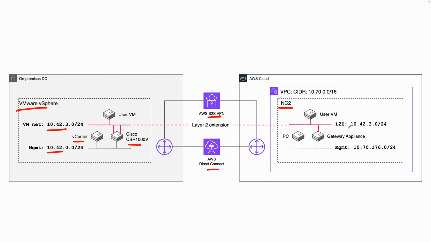On the cloud side, we are going to create that very same network, a 10.42.3 network on the NC2 side, and we are then going to deploy a gateway appliance. Basically, we're going to register the on-prem Cisco CSR into NC2, and then link this gateway appliance with the CSR so that we can do L2 extension in between. So the on-prem CSR1000V is going to be the VTEP for this setup.